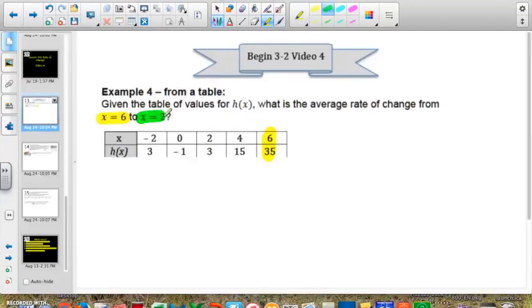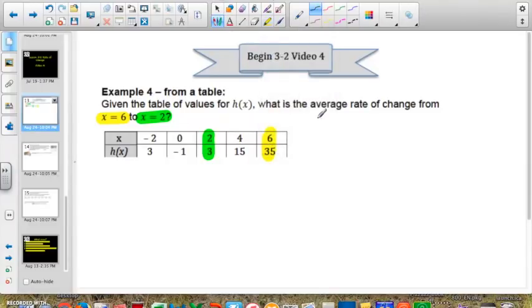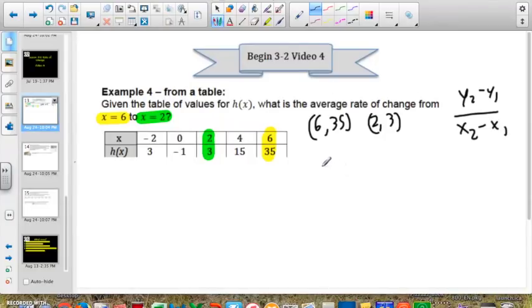I'm going to do the same thing with x equals 2. I find 2 on the table, I go to see what its matching y value is and see that it's going to be 3. So this is going to give me my two ordered pairs. I'm going to have 6, 35 and 2, 3. We're going to go back to using our slope formula we've been talking about throughout this lesson, y2 minus y1 over x2 minus x1. I'm going to start with 35 on top with my y's and do 35 minus 3.